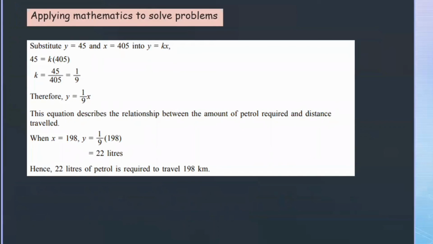Applying mathematics to solve the problem. Substitute y equals 45 and x equals 405 into y equals kx. Therefore, y equals 1 over 9 x. This equation describes the relation between the amount of petrol required and the distance traveled. When x equals 198, y equals 22 liters. Hence, 22 liters of petrol is required to travel 198 km.